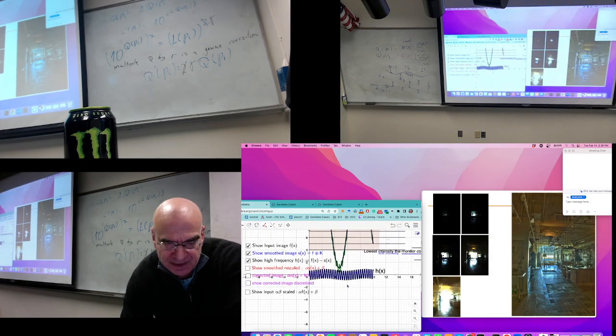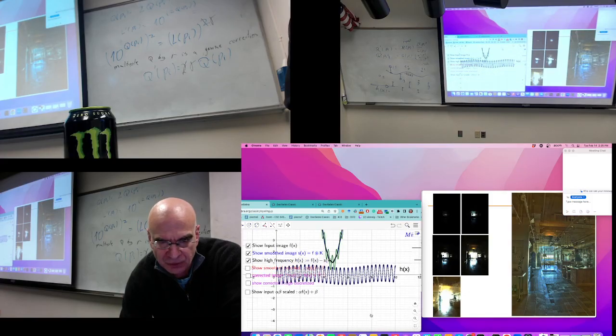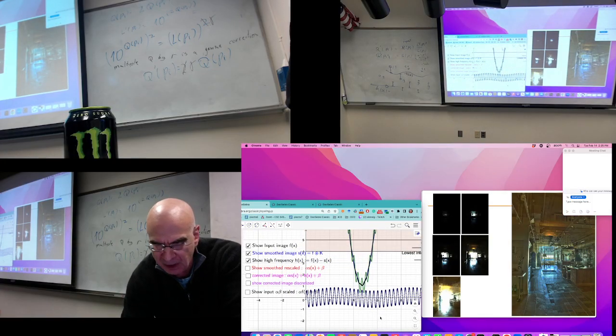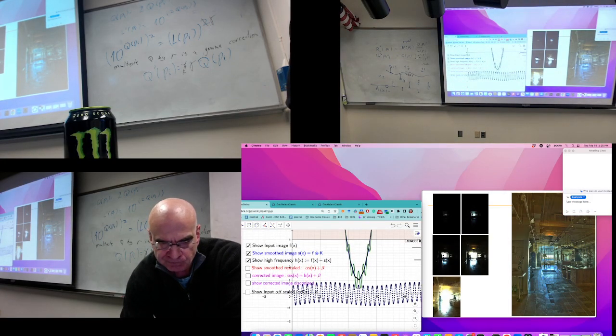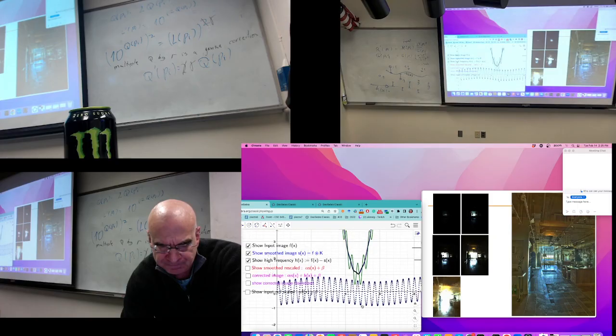And remember these high frequencies because we'll also use them later today when talking about sharpening images. This point comes because the value of the function is very low while the average is a bit higher. So f minus the function is a negative number, but it goes over here.